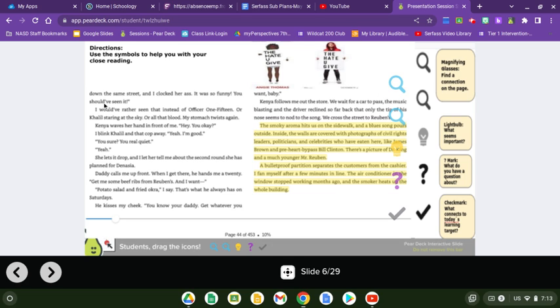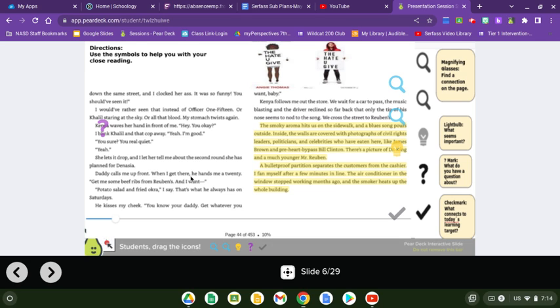It was so funny, you should have seen it. This is her friend. I would have rather seen that instead of Officer 115 or Khalil staring at the sky or all that blood. My stomach twists again. Kenya waves her hand in front of me. Hey, you okay? I blink Khalil and that cop away. Yeah, I'm good. What could that mean to blink something away? Is that possible even? You sure? You real quiet. Yeah. She lets it drop and I let her tell me about the record second round she has planned for Dinesia. Daddy calls me up front.